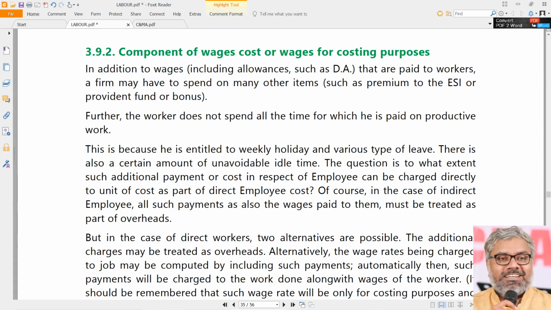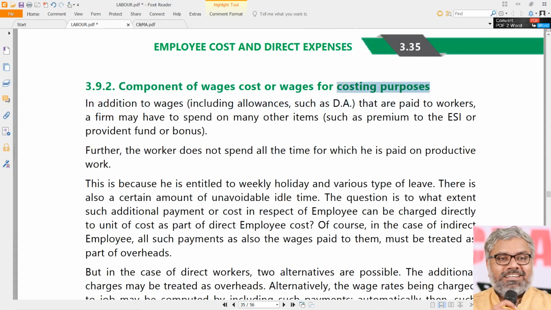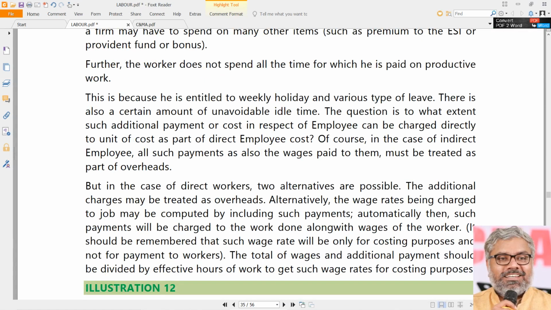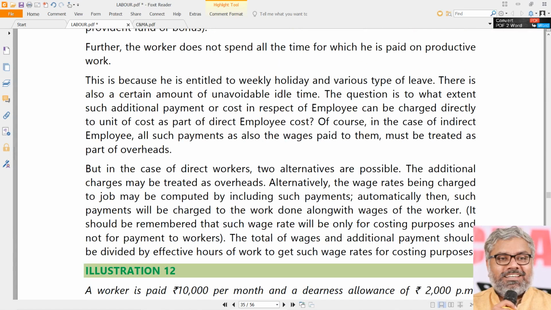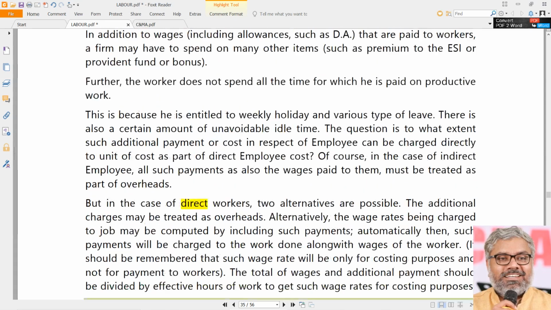What about the component of wages cost, or wages for costing purposes? Employers keep giving so many things to employees, but what are all those things to be included for costing purposes? See, costing purpose ultimately has only one question: whether it is direct or indirect. Any cost an employer can incur on behalf of an employee is okay, but the question always remains, is that a direct expenditure to the company or an indirect expenditure?